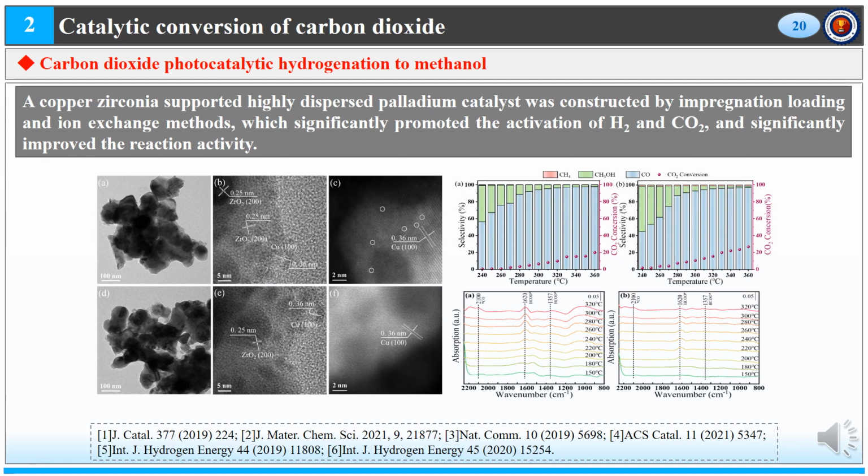A copper zirconia-supported highly dispersed palladium catalyst was constructed by impregnation, loading, and ion exchange methods, which significantly promoted the activation of hydrogen and carbon dioxide, and significantly improved the reaction activity.